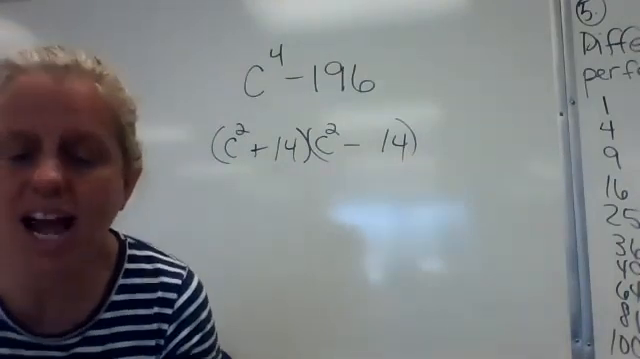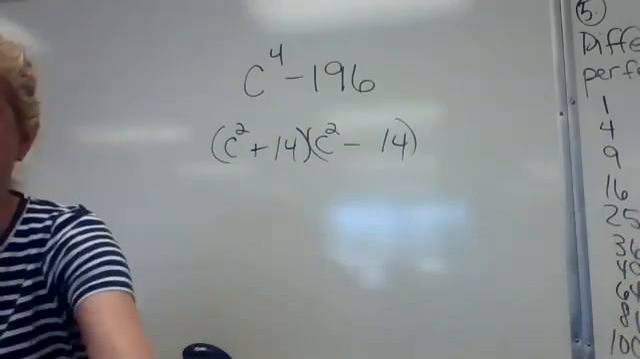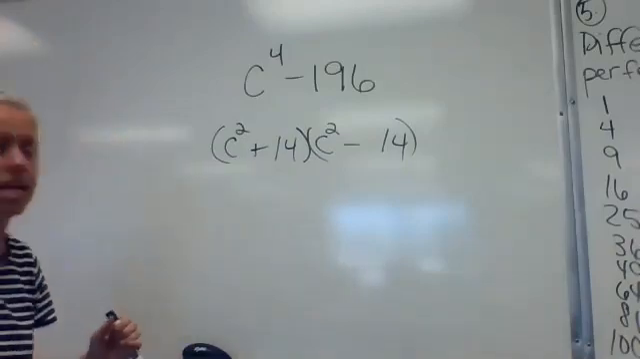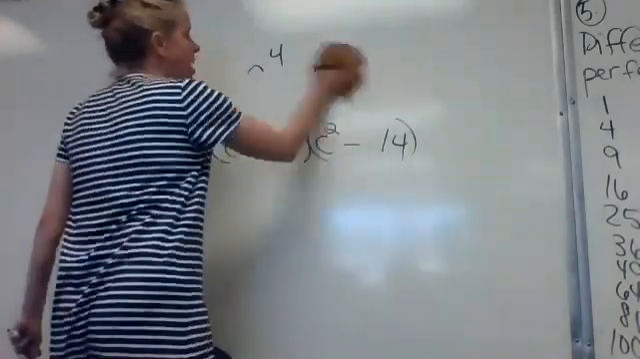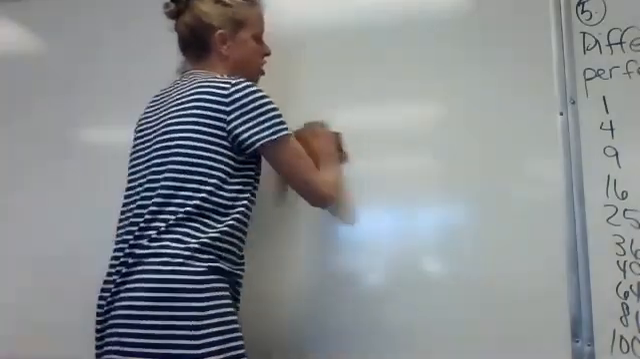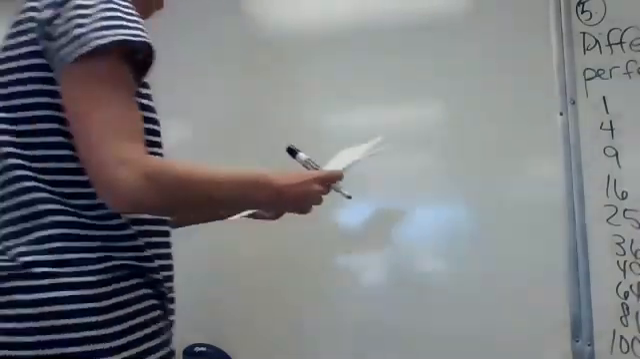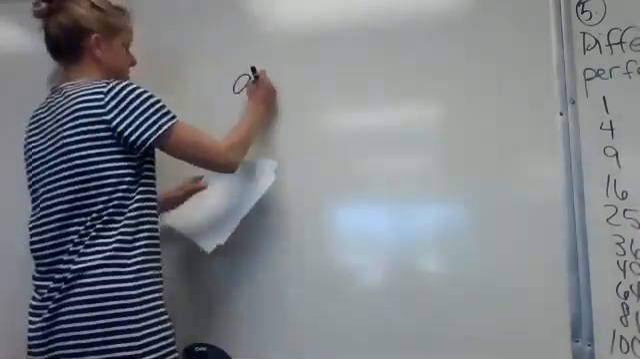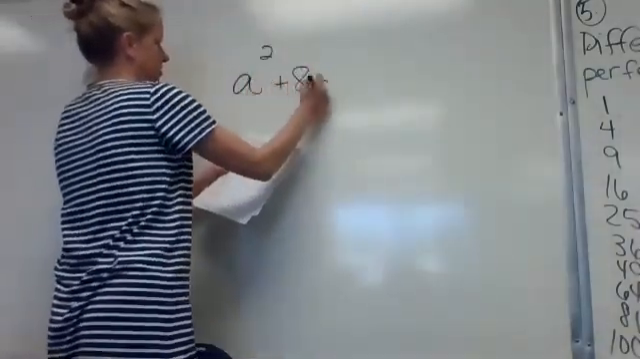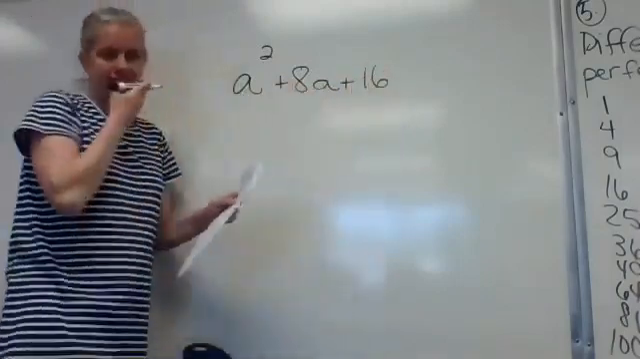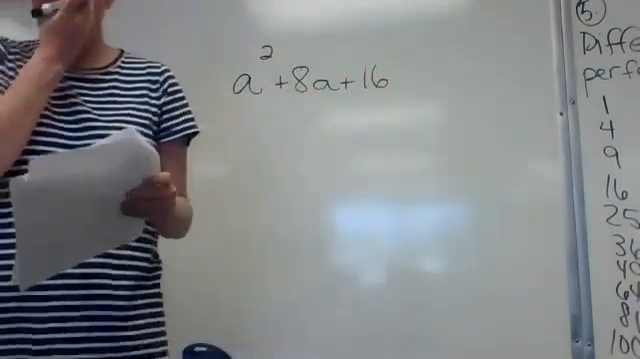Now, when we get to number 8, it starts being a different kind. In difference of squares, you should be able to tell that because there's not 2 terms. If there's not 2 terms, then it's not a difference of squares. There's 3 terms.